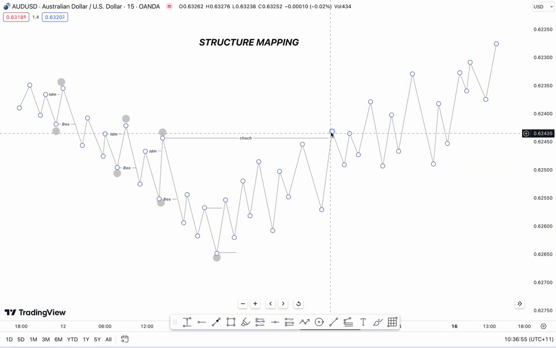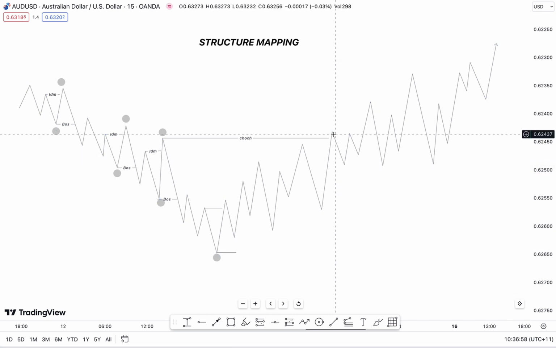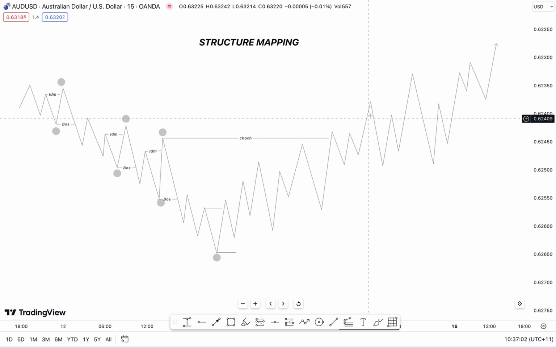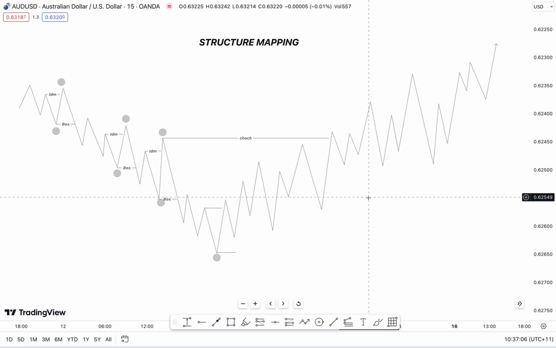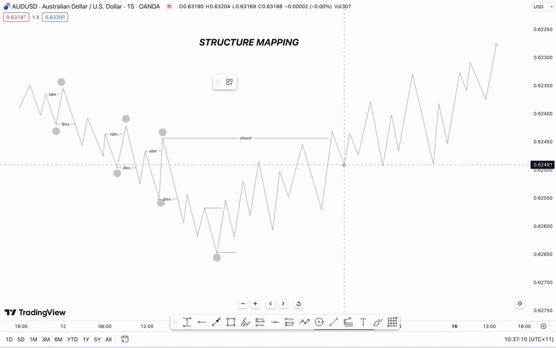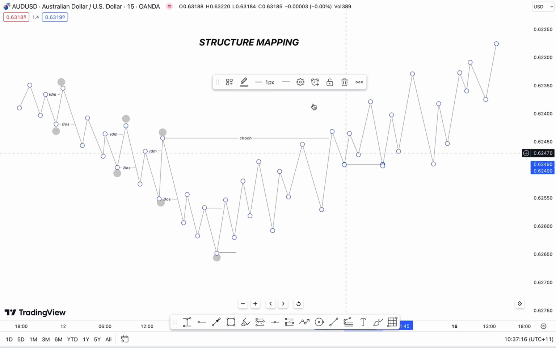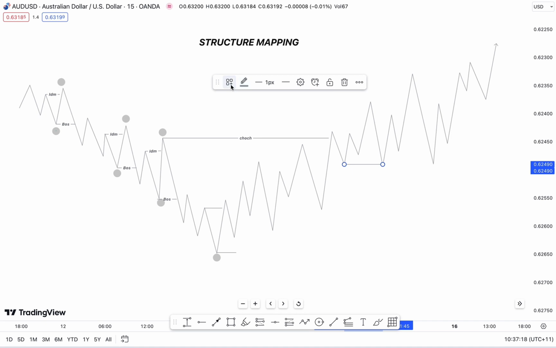After this break of structure, where's our first pullback? This is our first pullback. Then price broke this break of structure, right? And came all the way down to take our inducement, which is our first pullback, correct? So mark out our first pullback, which is here. First pullback, which is also known as our IDM, correct?